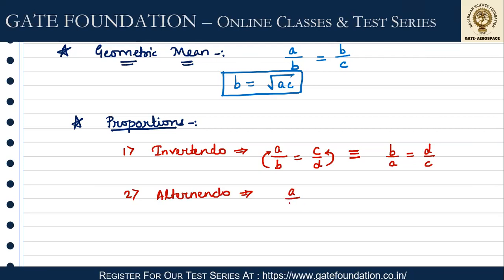What does it mean? I have a number a by b which is equal to c by d. Then I can alternate the numerator and the denominator of the first number. I can change the denominator of the first number with the numerator of the second number. I can exchange their position. So simply I can write a by c is going to be equal to b by d. This you can obtain from the cross multiplication.